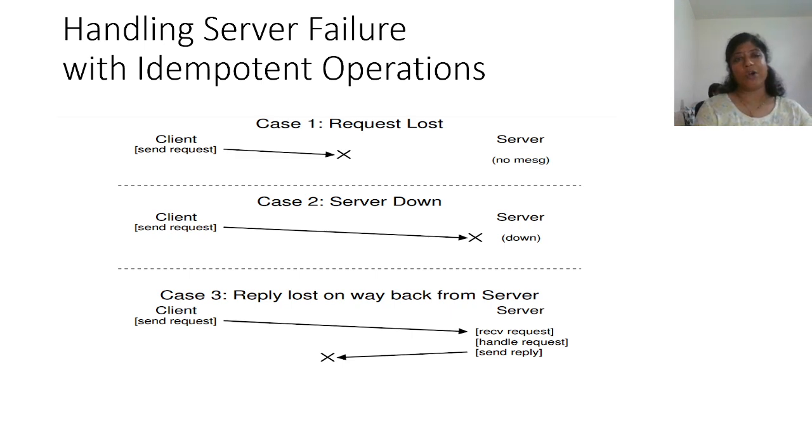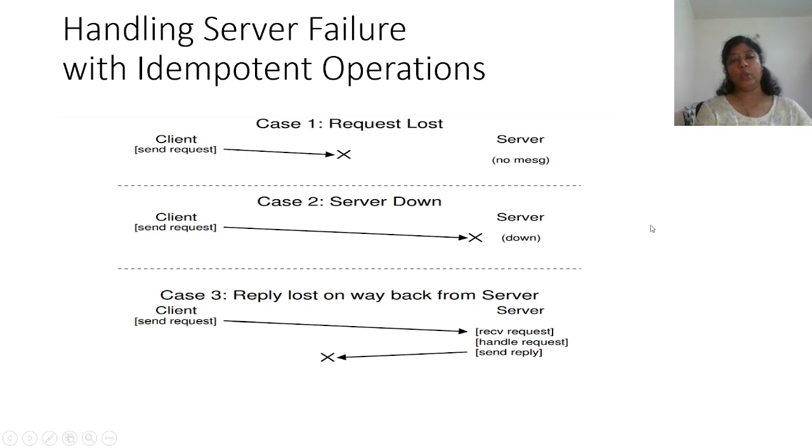Here, if we are considering the idempotent operation, we have to consider handling the server failures for the various idempotent operations. You can see here we are considering different cases, and in each case we are considering the data lost from the server side. In case 1, the client is sending a request for data to the server, but the server failed to receive that particular request. No message is obtained at the server side. So we can conclude that the request has been lost.